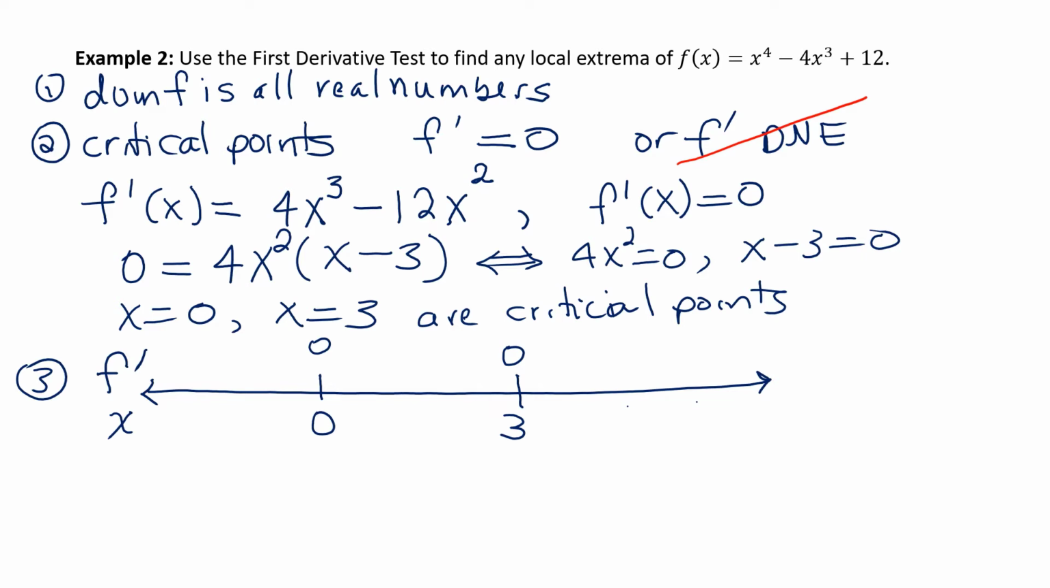Now we are going to evaluate each of the 3 regions of this number line in the derivative. Pick a number less than 0, like -1. It's okay to write this out.